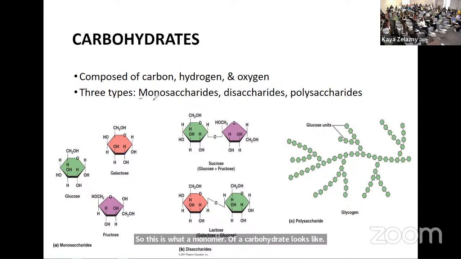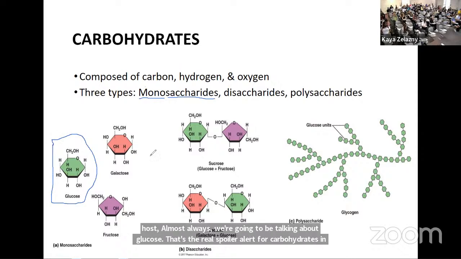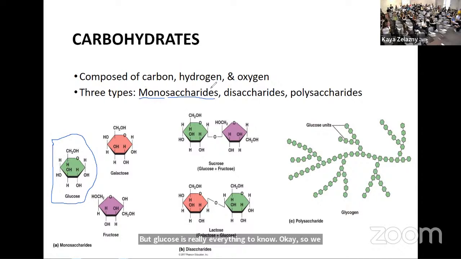So if it's just one mono, we would call these our monosaccharides. Saccharide is for sugar, so think saccharin, sucrose. Although sucrose is actually a saccharide, so maybe don't like sucrose. Okay. So we have our monosaccharides of just one ring: lactose, fructose, and almost always we're going to be talking about glucose. That's the real spoiler alert for carbohydrates in this class. That glucose is really our thing to know. So we want to be able to identify that.